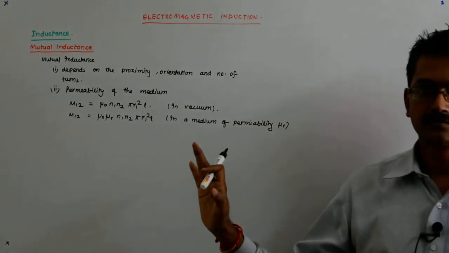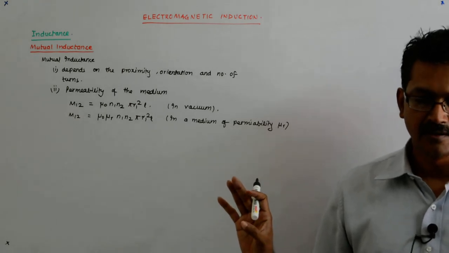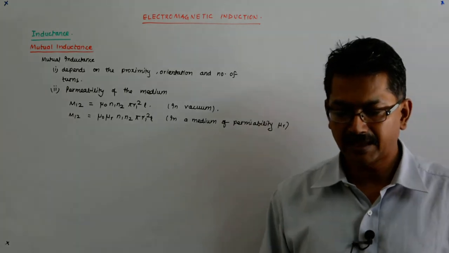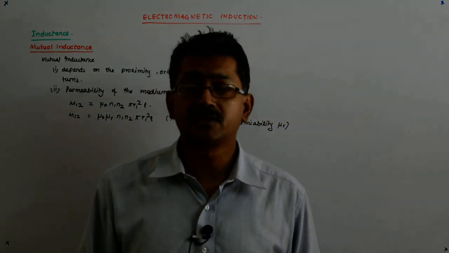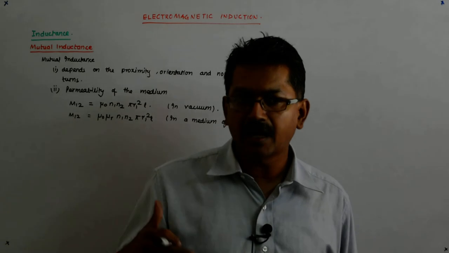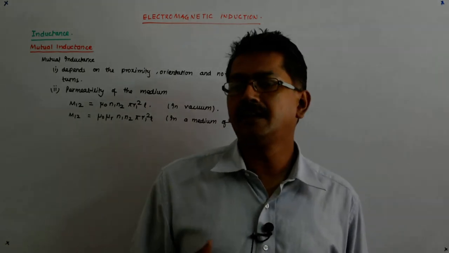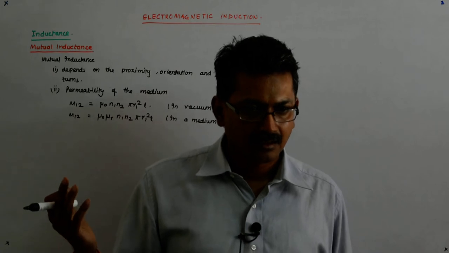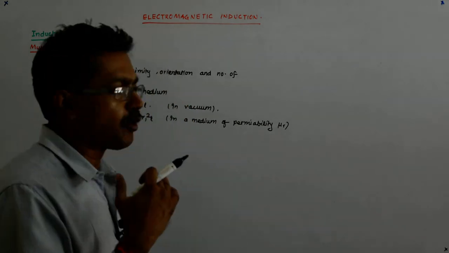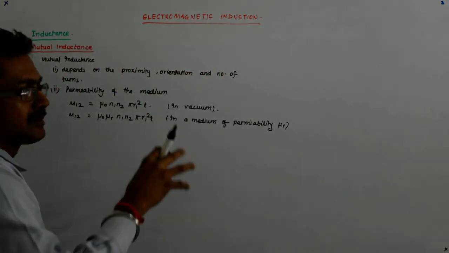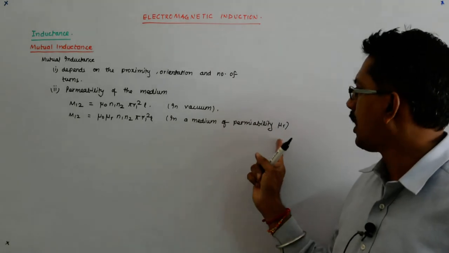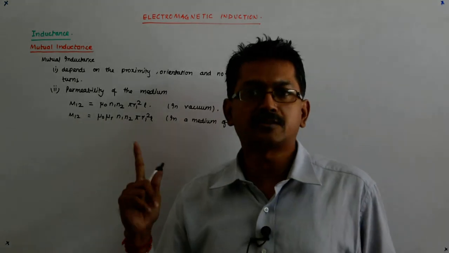Let us go back by one chapter. We had seen there were diamagnetic, paramagnetic and ferromagnetic materials. And what happened if I inserted that material inside my solenoid? The field change was something else, correct? The field was multiplied by mu r. So if you have those coils which are filled with material of permeability mu r, then this mutual inductance gets multiplied by mu r.